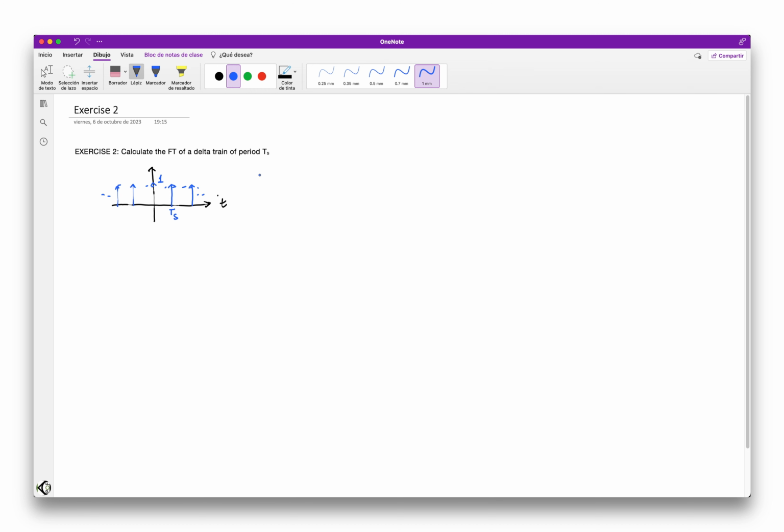Mathematically, we write this as the summation over an index k of deltas in t, separated by intervals of t sub s, as you can see. This is the mathematical expression of the delta train. So let's calculate the Fourier transform of this signal.